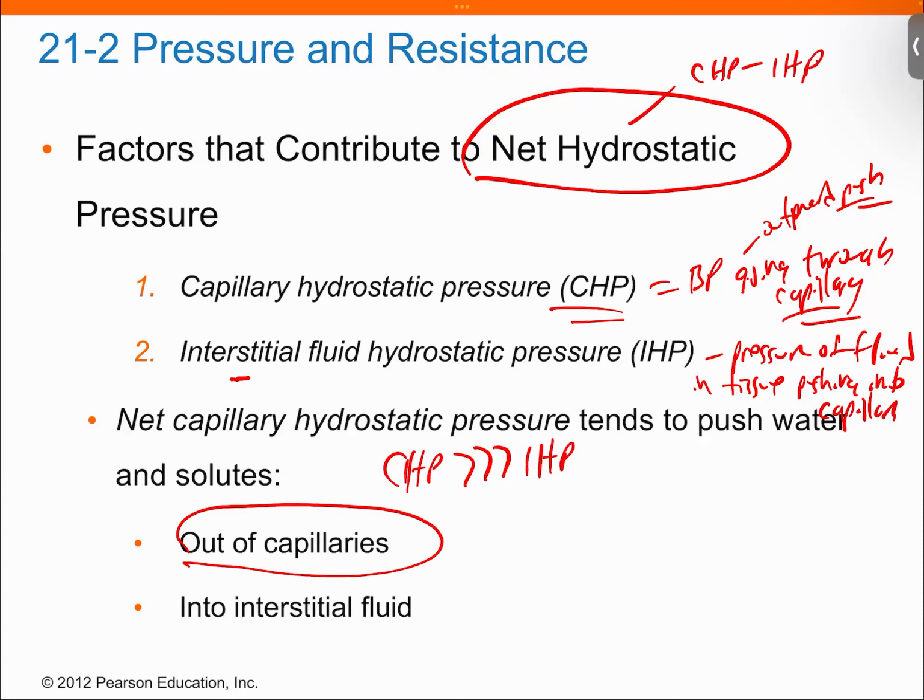But because CHP is always much, much greater than IHP because of the pressure of your blood inside your arteries, then it's always going to be an outward push. It's always going to have the direction of moving into the interstitial fluid. And it's generally a pretty significant push.